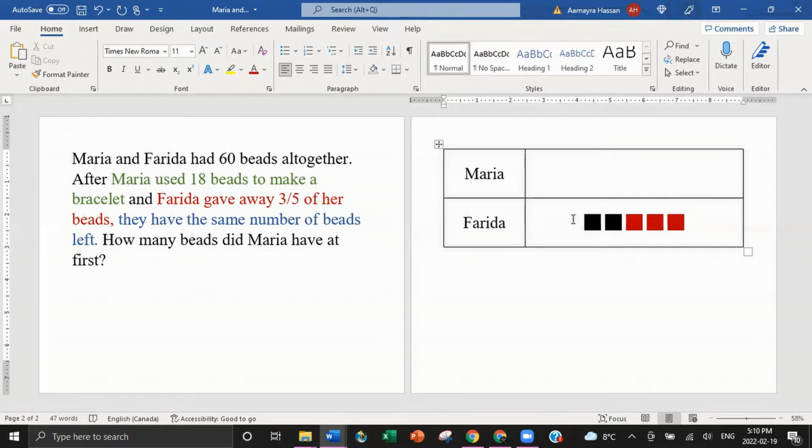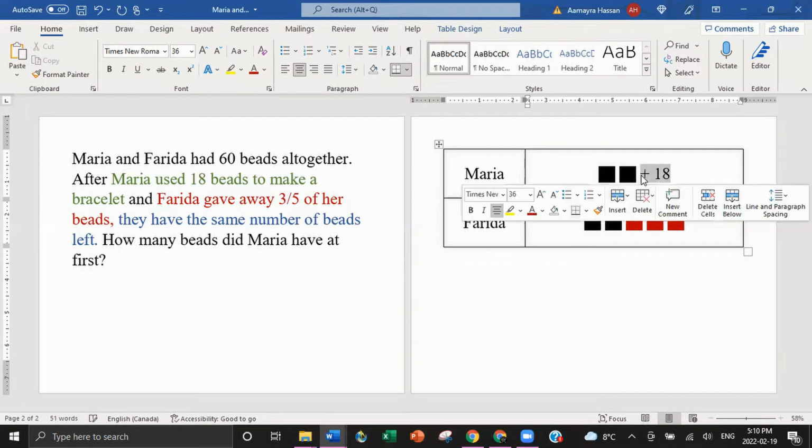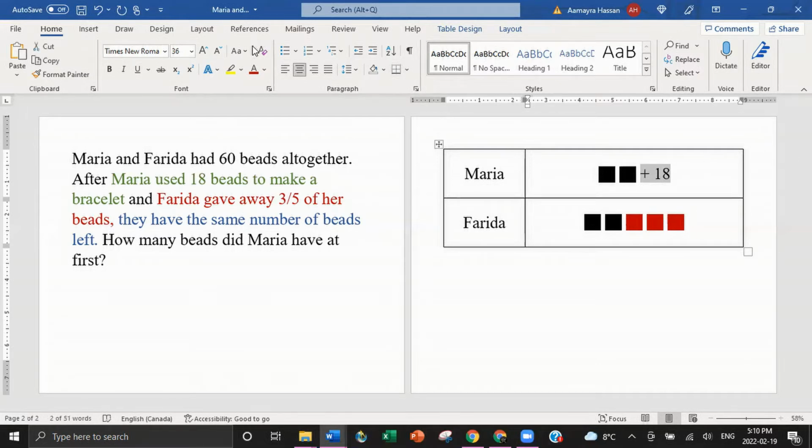If Farida is left with 2 squares representing a certain amount of beads, Maria better be left with the same amount. As it said, after they've given away the beads, they have the same amount left. And I'll put plus 18 beads here, since we want to know the original amount of beads that Maria had, and she has given away 18 beads. I'll also make this 18 red to represent that she has given them away.